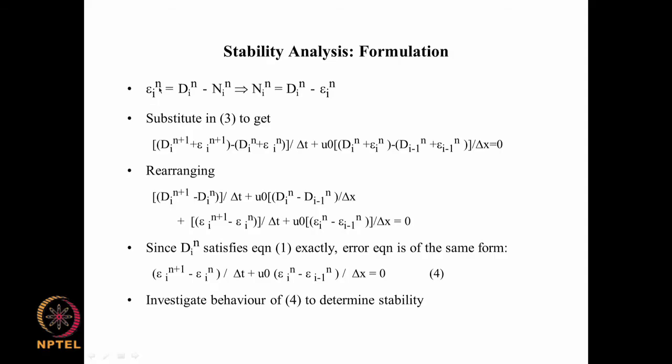Now, we have defined error at i, n as D_i^n minus N_i^n, and therefore, you can say that N_i^n equal to D_i^n minus epsilon_i^n, and therefore, we can substitute this into equation 3 here.